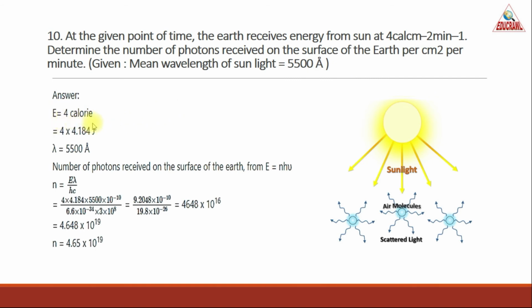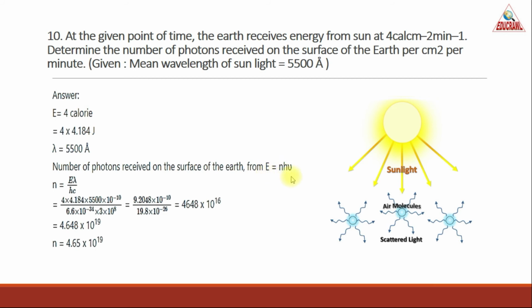We have to convert it into joule. So the conversion is 1 calorie is equal to 4.184 joule. So here, to convert this calorie into joule, we have to multiply by 4.184. And the lambda value is given as 5500 Angstrom. The number of photons received on the earth is N. We know that E is equal to h nu. Since the number of photons is included, the equation becomes E is equal to N into h nu.